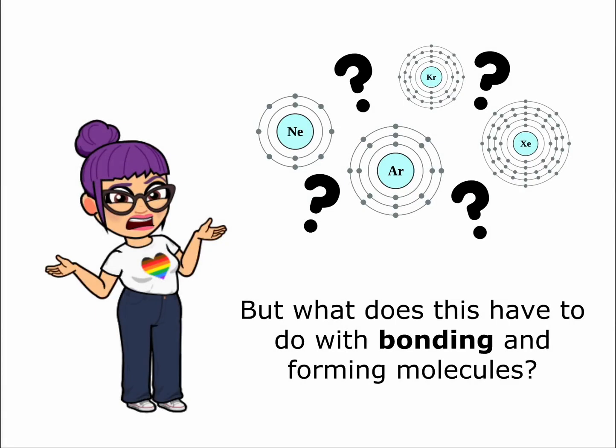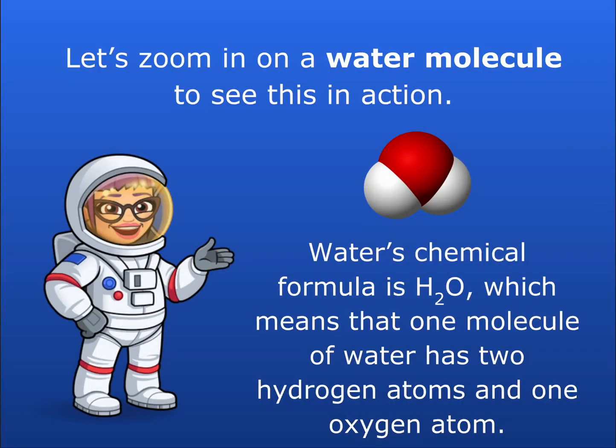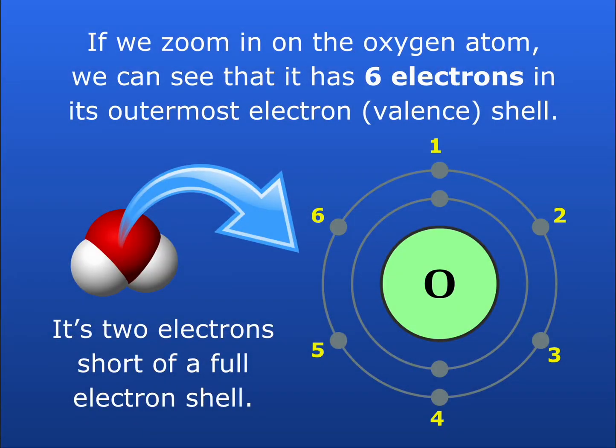So what does all this have to do with bonding and forming molecules? Atoms form molecules so that they can follow the octet rule. Let's zoom in on a water molecule to see this in action. Water's chemical formula is H2O, which means that one molecule of water, which is what we see here, has 2 hydrogen atoms, those are the white ones, and 1 oxygen atom, that is the red one.